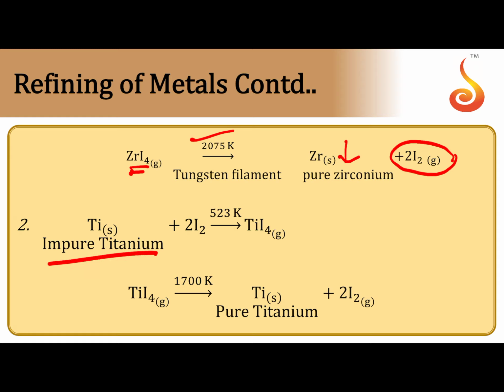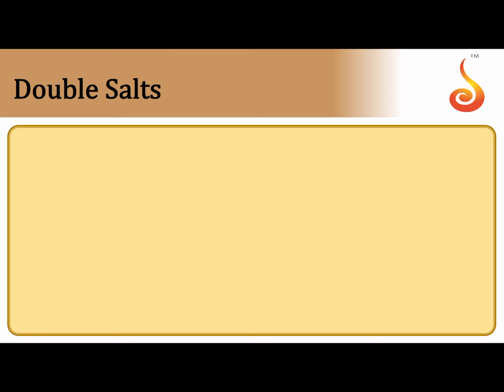The same method is applied for the purification of titanium metal also. First, titanium reacts with iodine, forming titanium tetraiodide. The tetraiodide at high temperature decomposes to give solid titanium and iodine vapors.